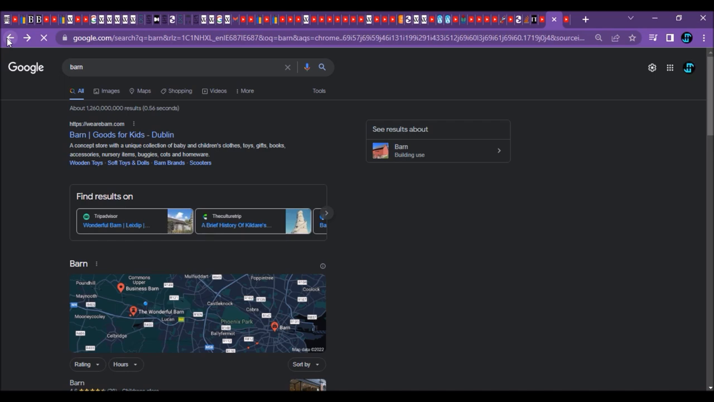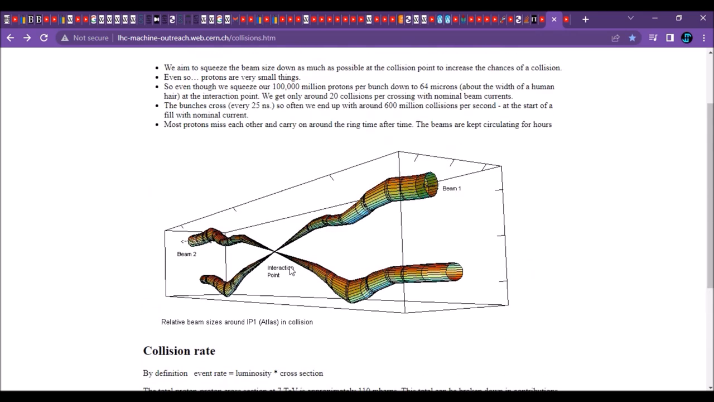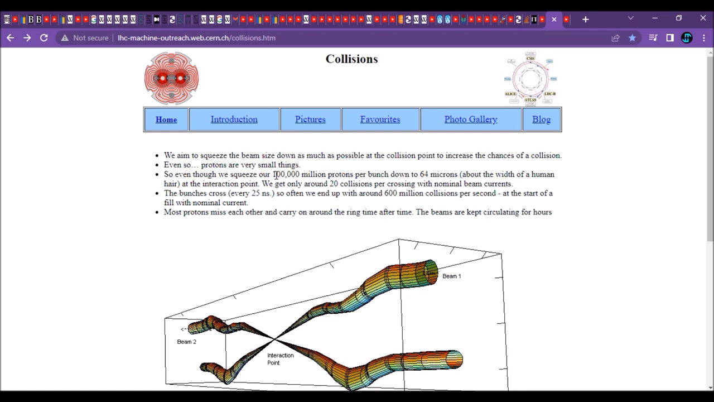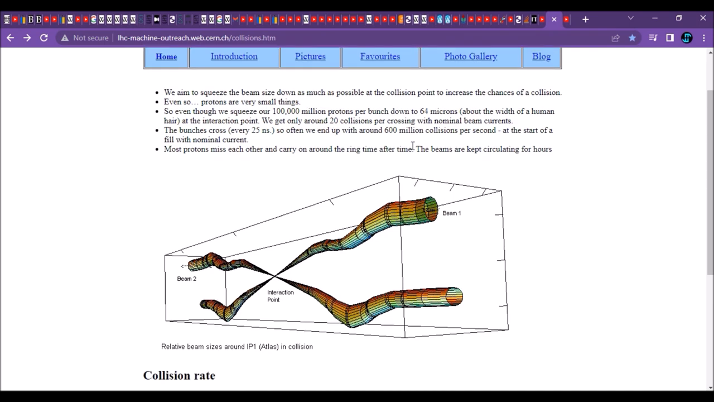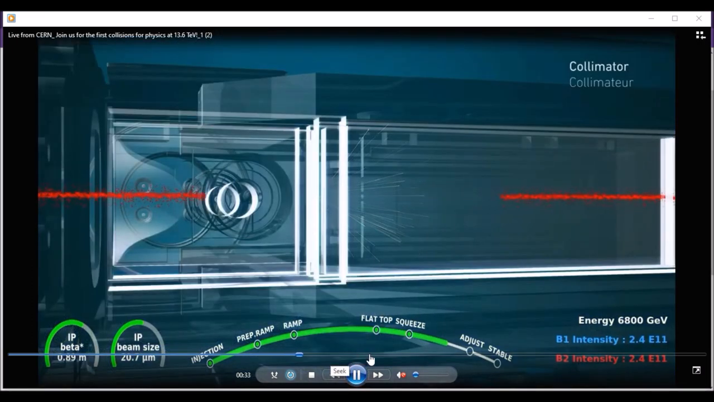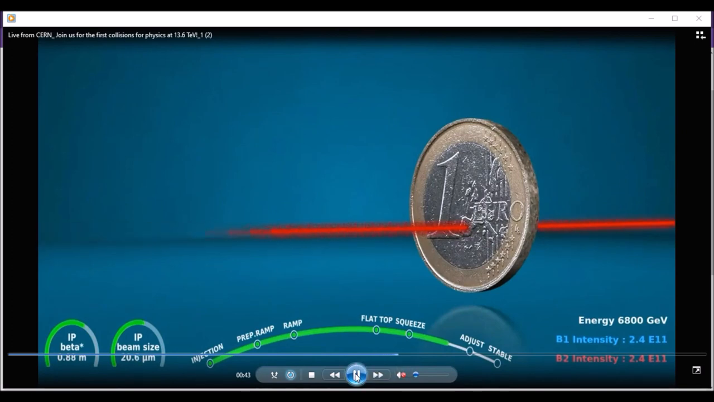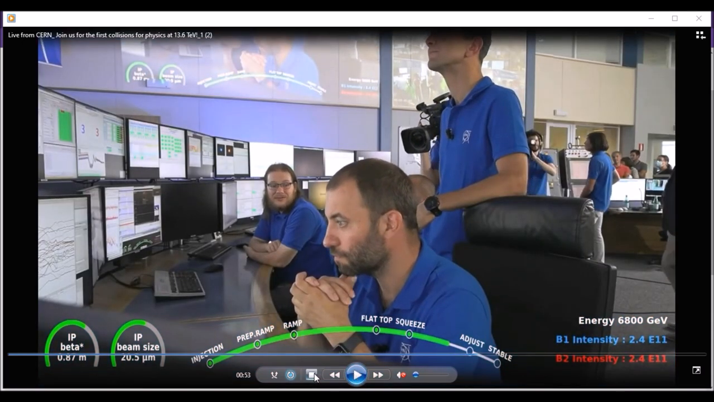So going back to the website, the website actually has the details here. Now, the amount of protons is on the order of 100,000 million protons in an area of 64 microns, about the width of a human hair. And I have another animation that shows roughly what this means in terms of the scale involved. So if I just jump forward a little bit, it's roughly the size of Spain on the 1 euro coin. So the beam is actually narrowed to the point at which it's able to pass through Spain on the 1 euro coin. So it's a very small area.